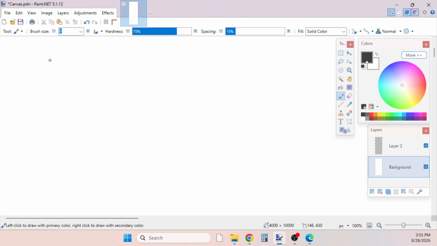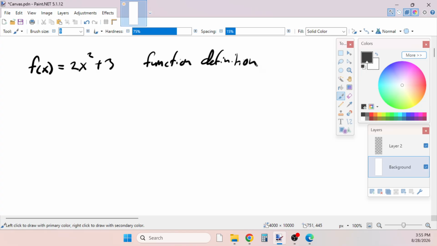So usually what people are talking about when they talk about function notation is this kind of expression. This is called a function definition. This letter here is called the name of the function. This is our input. And this expression defines the function.